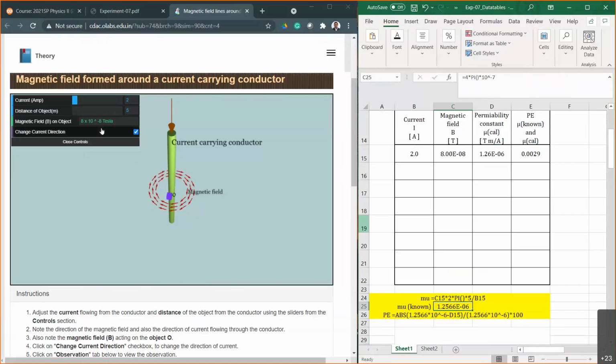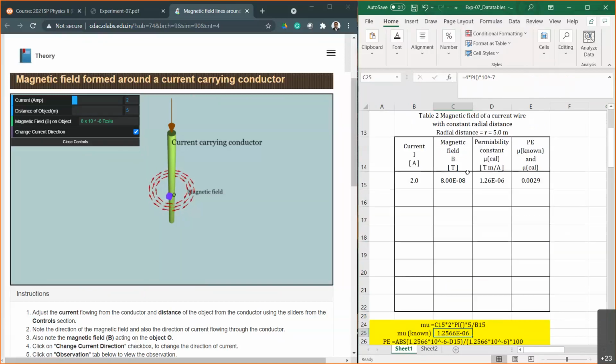Now how you have to do this: make sure we keep the radial distance fixed, okay, that we're not going to change, 5 meters. What we're changing is the current. At a time, you can change the current by maybe 2 amps. Just change the current to 4 and then repeat the measurement, and then 6, and then 8, and so on. And you can complete that in a group setting.